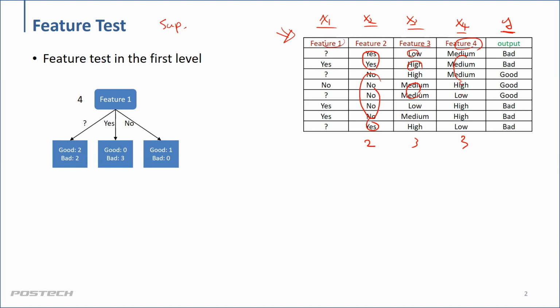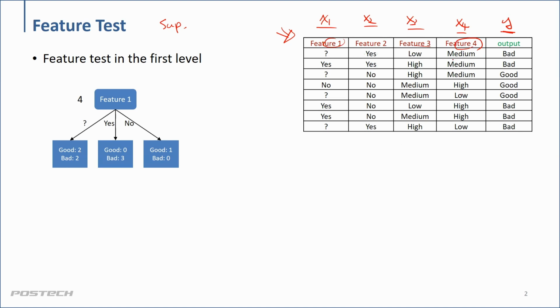And feature 1 is very interesting. Say we have yes and no, and the question mark means maybe this information is not available or we don't know, or we forgot to measure it, any kind of situation. So these are the information, or training data set, that we have. And we also know the corresponding outputs.